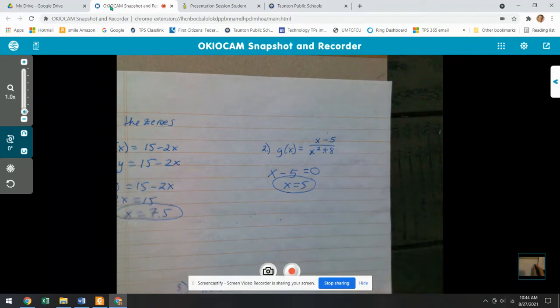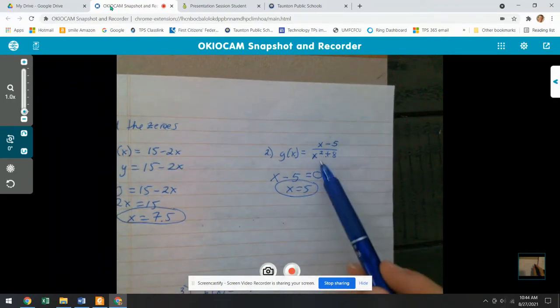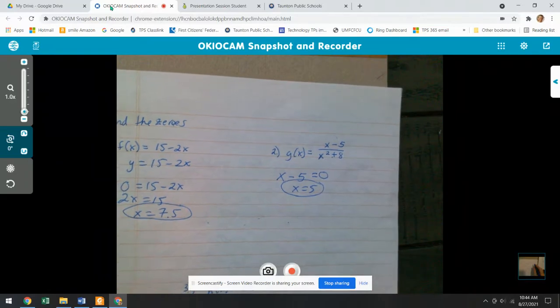So that's the answer. Okay, so remember that whenever you have a rational function that you're checking, make a note that that's how you do it.